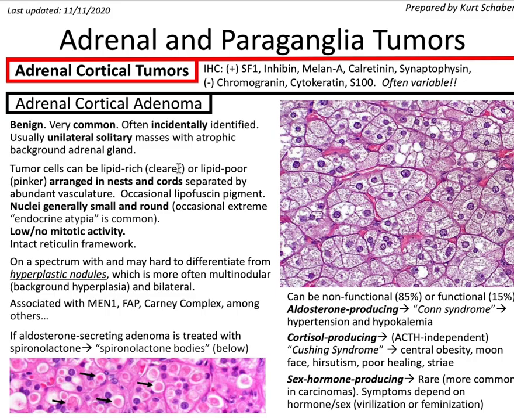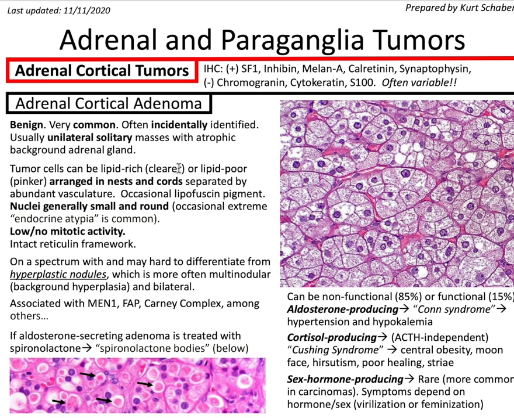Without further ado, let's talk about adrenal and paraganglia tumors. Adrenocortical tumors, on any immunohistochemistry, will be positive for SF1, inhibin, Melan-A, calretinin, and synaptophysin. They will be negative for chromogranin, cytokeratin, and S100, with the caveat that it's often variable.